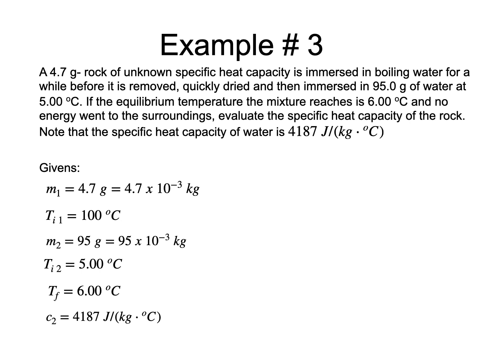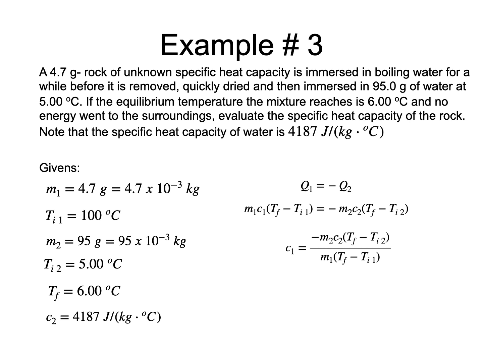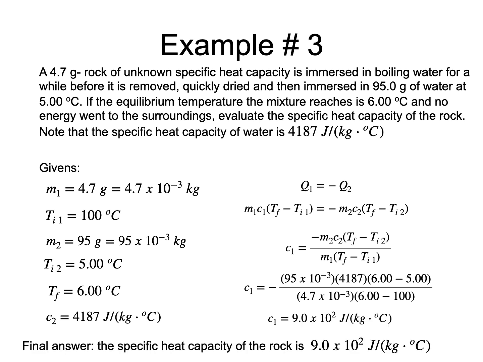We are looking for the value of C1, and it is easier to start back with the equation expressing that the energy loss of the rock is equal to the energy gain of the water. We next replace the Q's with their respective expressions in terms of mass, specific heat capacity, and change in temperature. Isolating for C1 gives this. Replacing the variables with their numerical values gives this. The use of a calculator leads to a numerical answer of 900 joules per kilogram per degree C. This is our final answer.